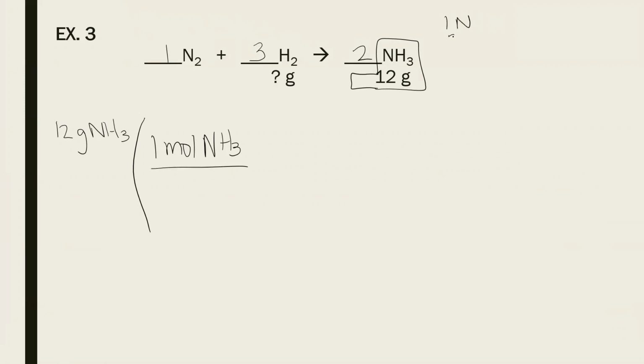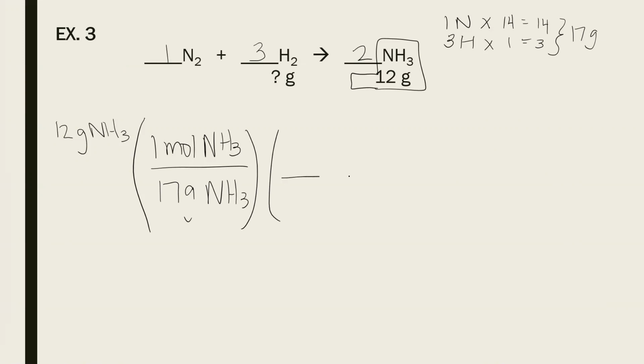So I've got 1 N and 3 H's. N is about 14.007. I'm going to round to 14. H is about 1.008. I'm going to round to 1. Add those together. The molar mass of NH3 is 17.